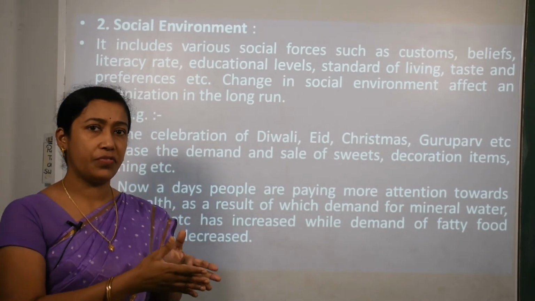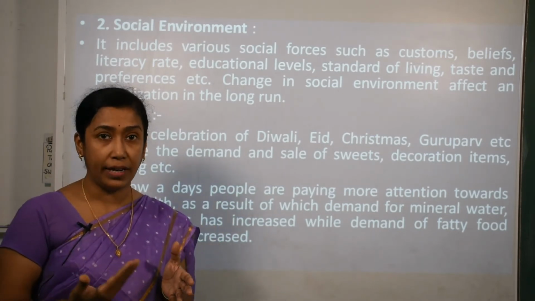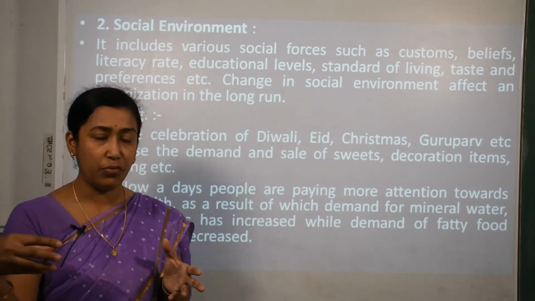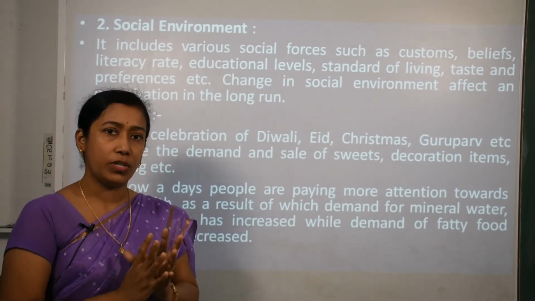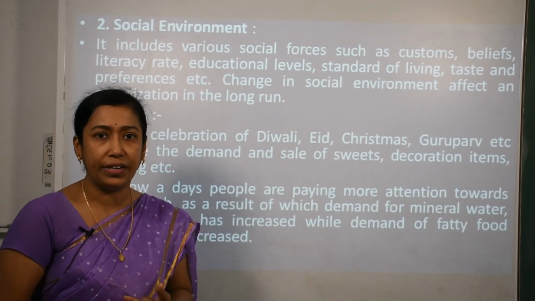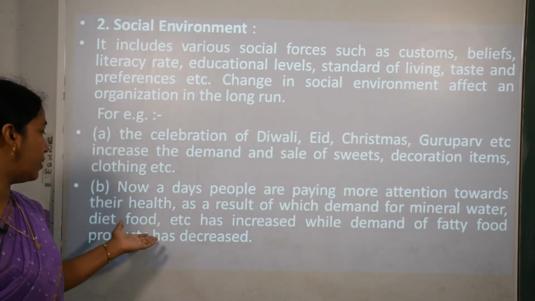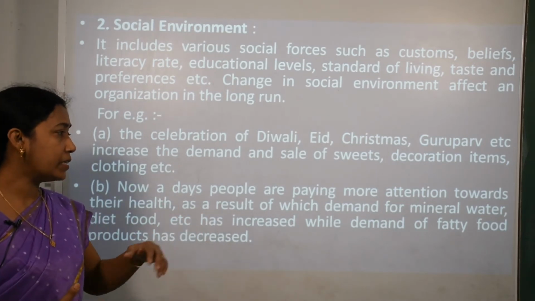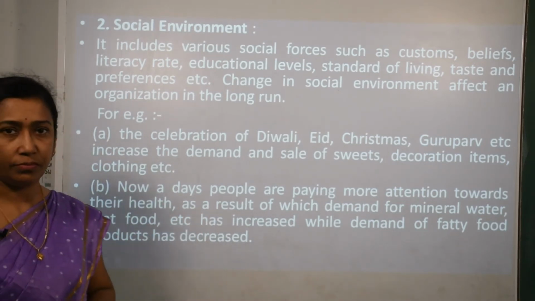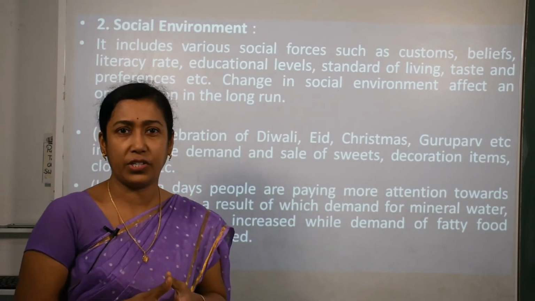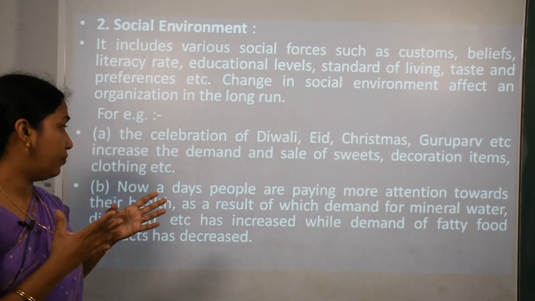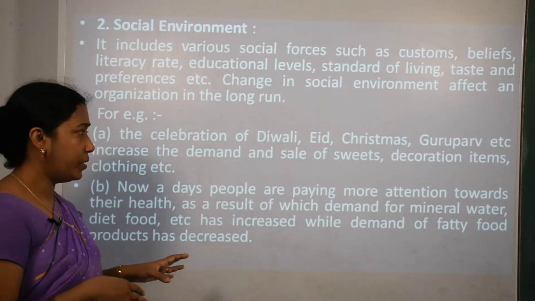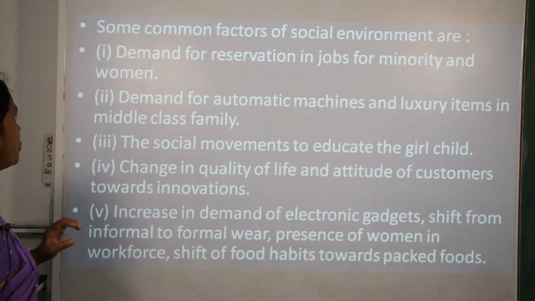Because people are becoming more health conscious, demand increases for such food items and things which are required to keep you fit and healthy. It can be mineral water, diet food, organic foods and so on. That has increased, while the demand for fatty foods, those rich in fats, has suddenly decreased. Now this was about the social environment.